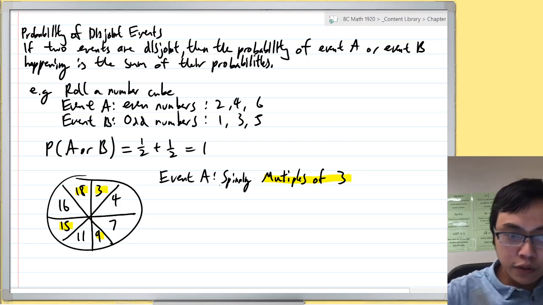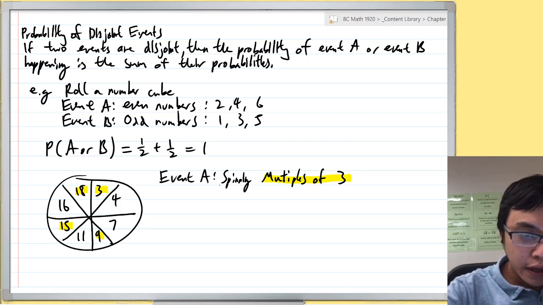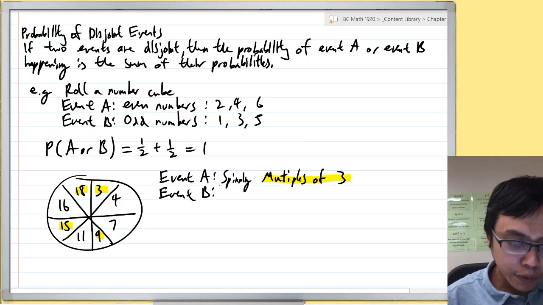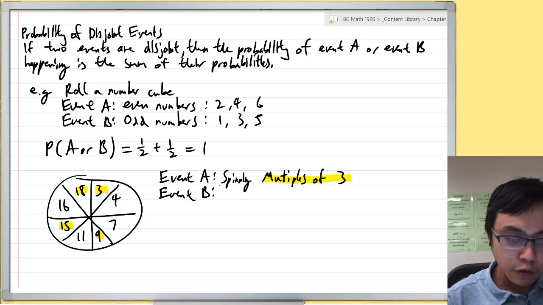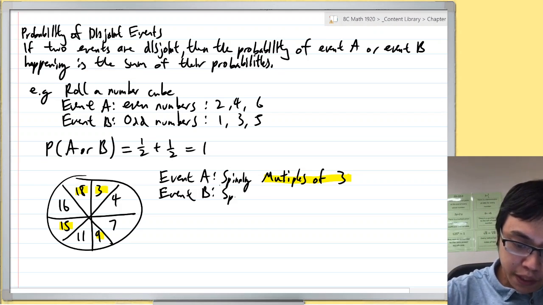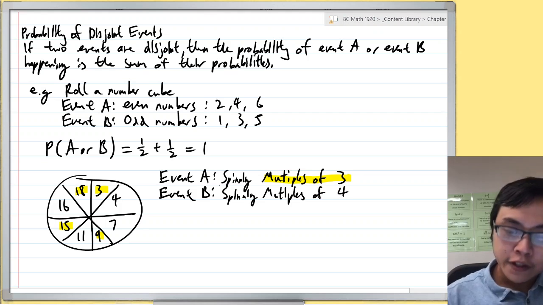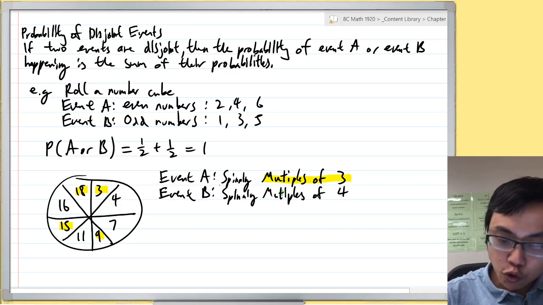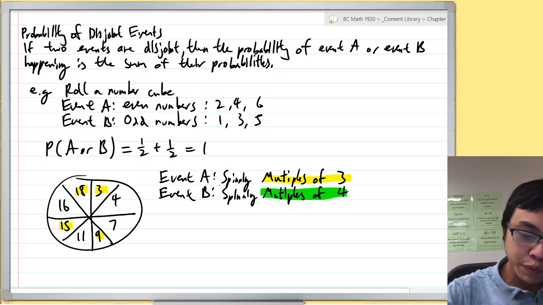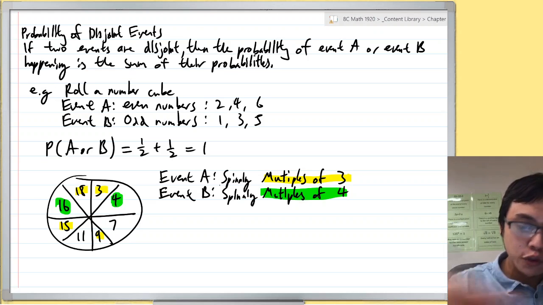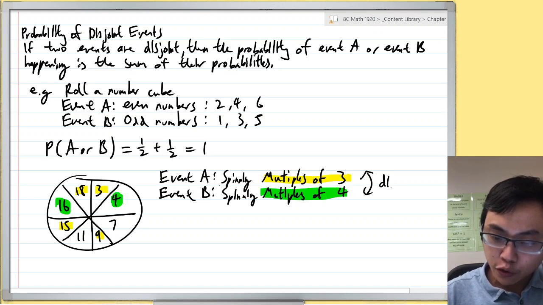Then event B, let's just say we want multiples of 4, because I don't think they overlap in this scenario. So we have spinning multiples of 4. It works this time because there is no 12 in this example. If there were, 12 would be overlapping, but since there's no 12, there are no overlapping events, which means these 2 events are disjoint.